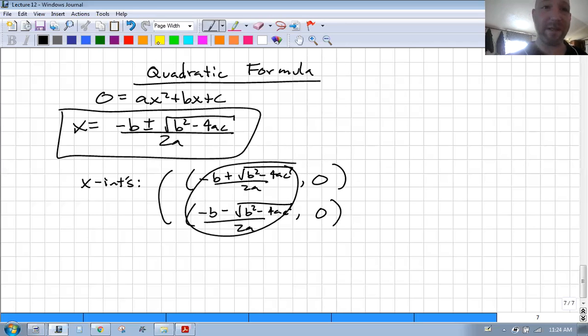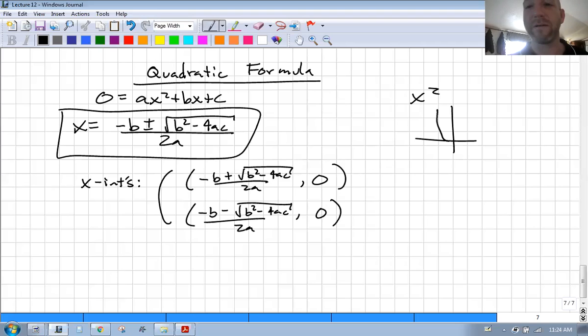Sometimes these can be the same thing. Like if this part is just 0, then you're going to get the same number. Like if you have x squared as your function, then your b and your c are both 0. If your b and c are 0, then this part is 0. So that's why when you graph x squared, it goes through right here. There's only one x-intercept instead of 2.